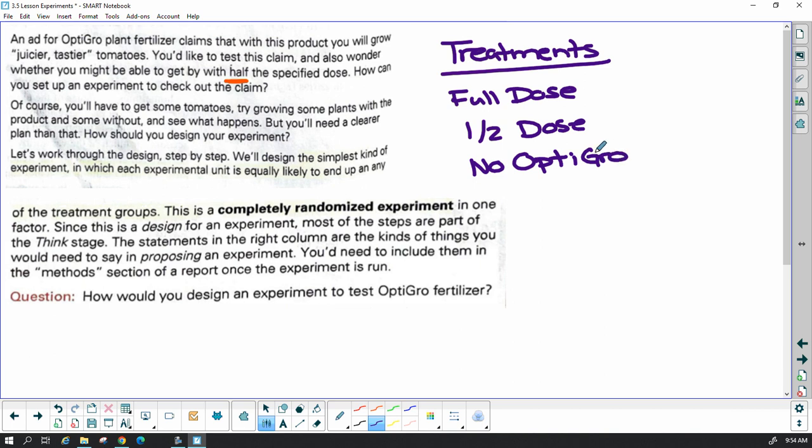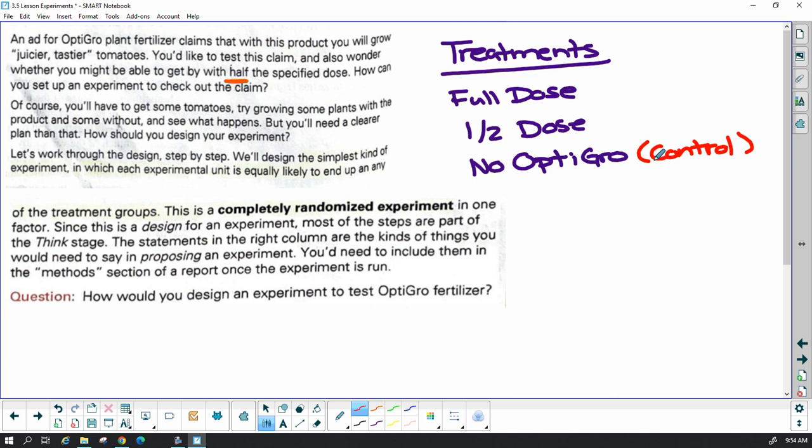So we are controlling how much fertilizer these tomato plants get. Some get none, some get a half dose, and some get a full dose. So that is where our control comes in. We also have a control group, so we'll call this no OptiGrow a control group. We don't always have to have a control group, but in this case we do. This is a control group because this is one that's not getting any of the fertilizer.